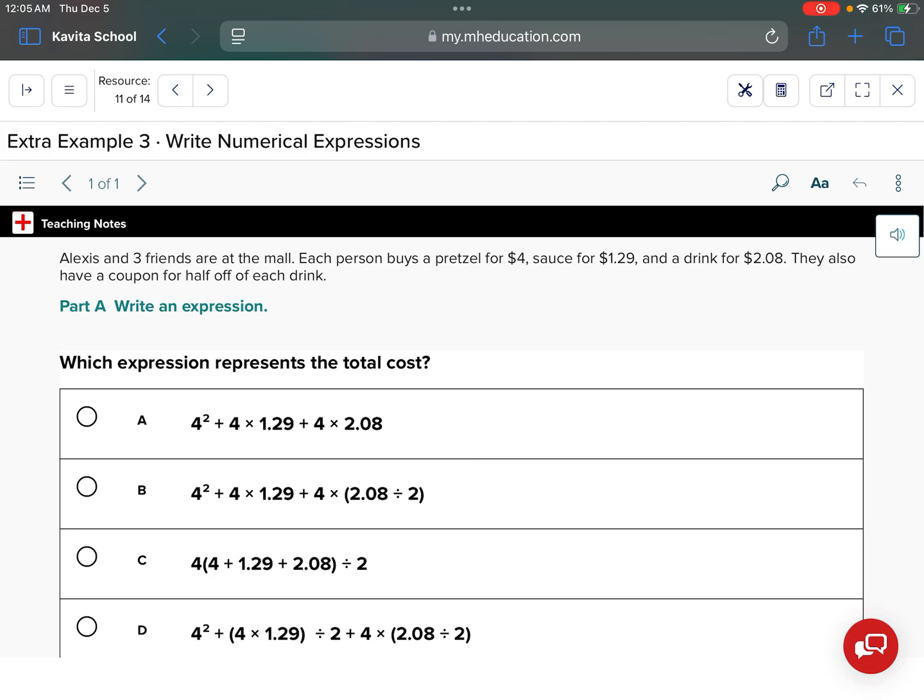Let's look at C. C does show 4 times $2.08, but if you look here, the divide by 2 is being applied to everything. Not just the drink, but also the pretzel and the sauce. So C is not a correct option. Let's look at D lastly. D shows a divide by 2, but it shows the divide by 2 for both the sauce and the drinks. That's not the correct option. So the correct answer here, the expression, is the one represented by B.